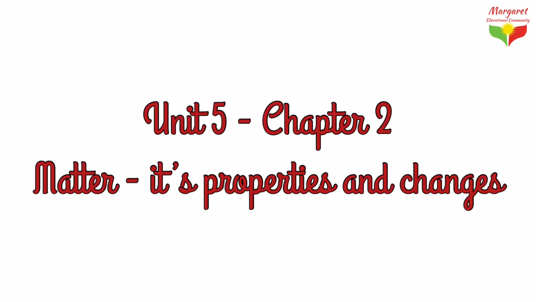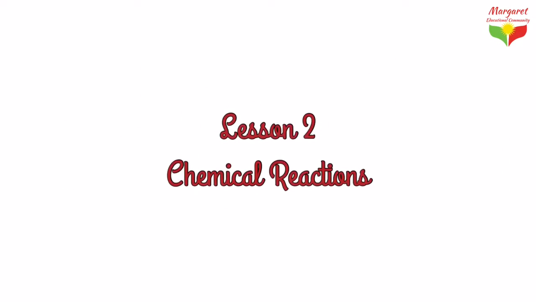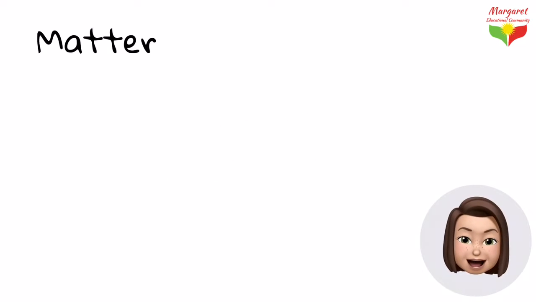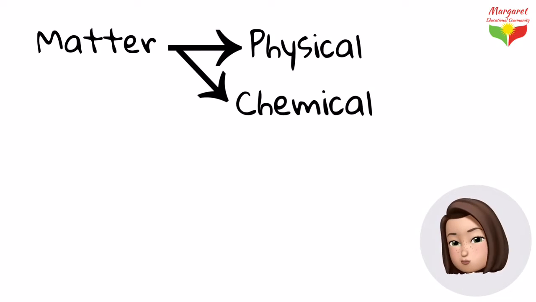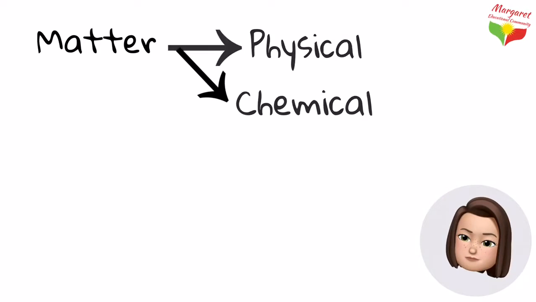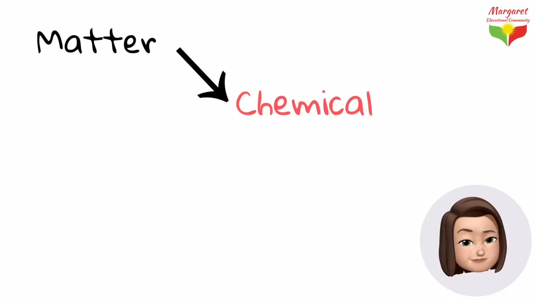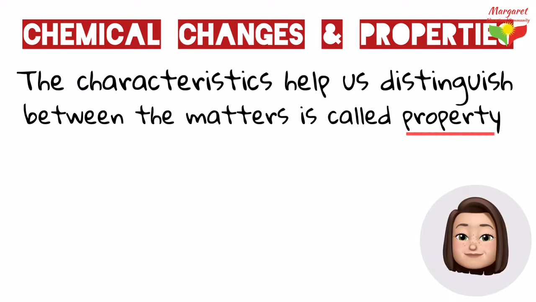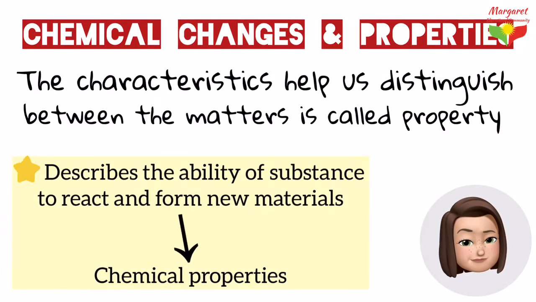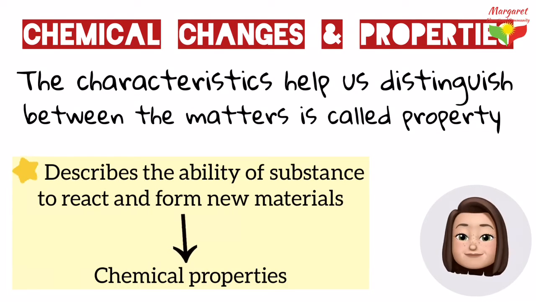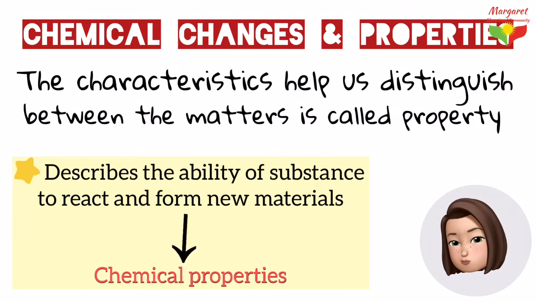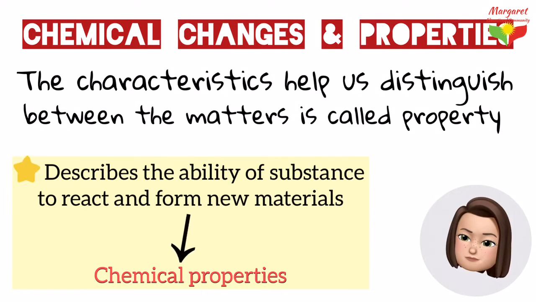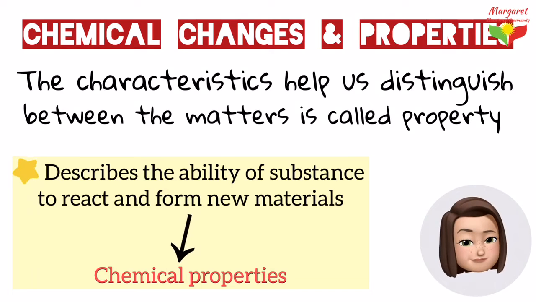Guys, so today we are in Chapter 2 of Unit 5, Lesson 2, Chemical Reactions. So let me remind you again that matter has both physical and chemical properties. In this lesson, we are going to focus on chemical properties. The characteristics of a substance which enable us to distinguish it from any other substances are called properties. And the characteristic that describes the ability of a substance to react with other material and form new substances is called chemical properties. Remember, new substances are formed, whereas in physical there was no place for new substances.